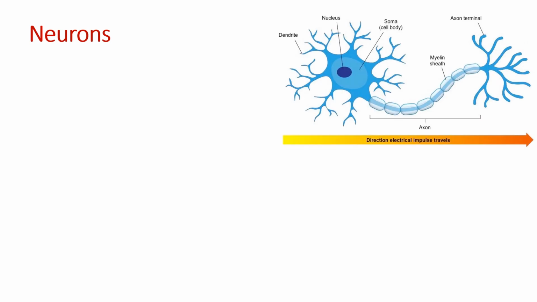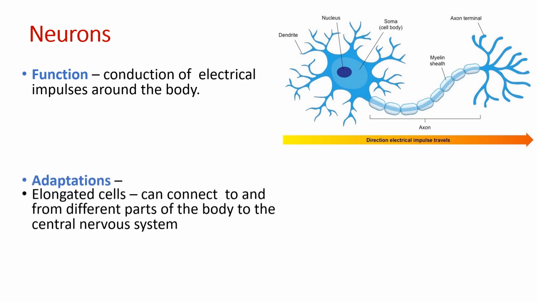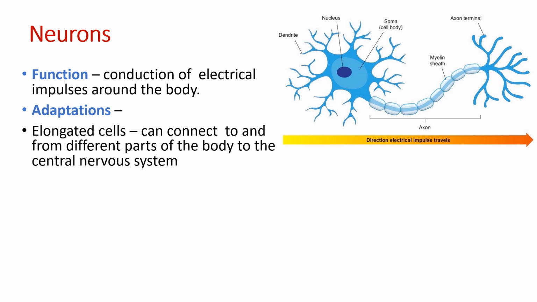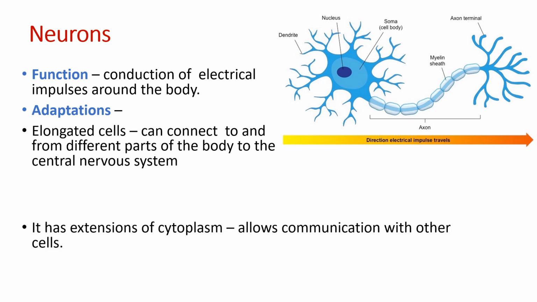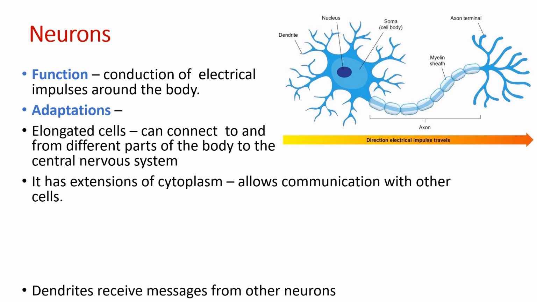Neurons are highly specialized cells in our body found in our central nervous system. Their function is conduction of electrical impulses around the body. As you can see in the diagram, the structure is highly adapted. Their shape is very much different from a typical animal cell. They are usually elongated cells. They can connect to and from different parts of the body to the central nervous system. The cell has extensions of cytoplasm which allow communication with other nerve cells or other neuron cells.